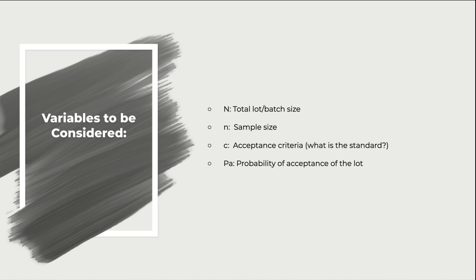So these are some of the variables to be considered. We have the capital N, which is the total lot or batch size, lowercase n, which is the sample size, C, which is the acceptance criteria or what the standard is, and lastly, PA, which is the probability of acceptance of the lot.